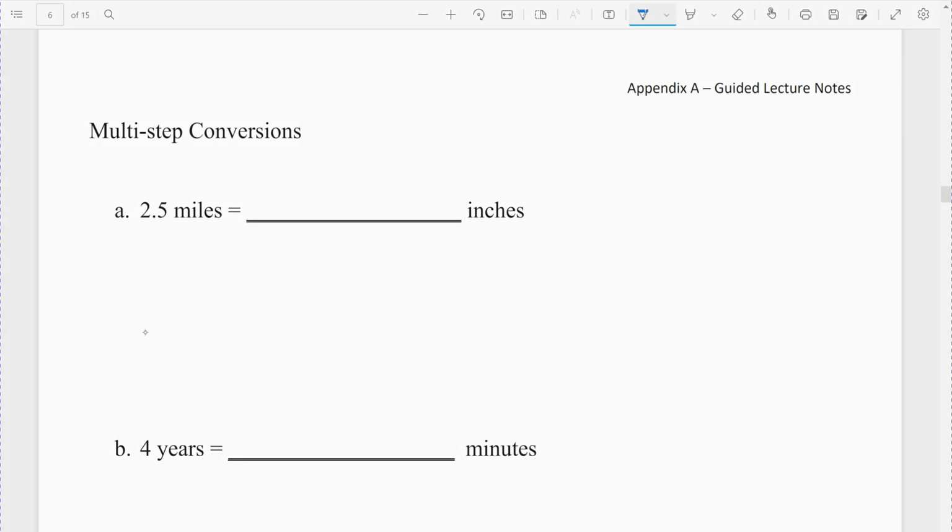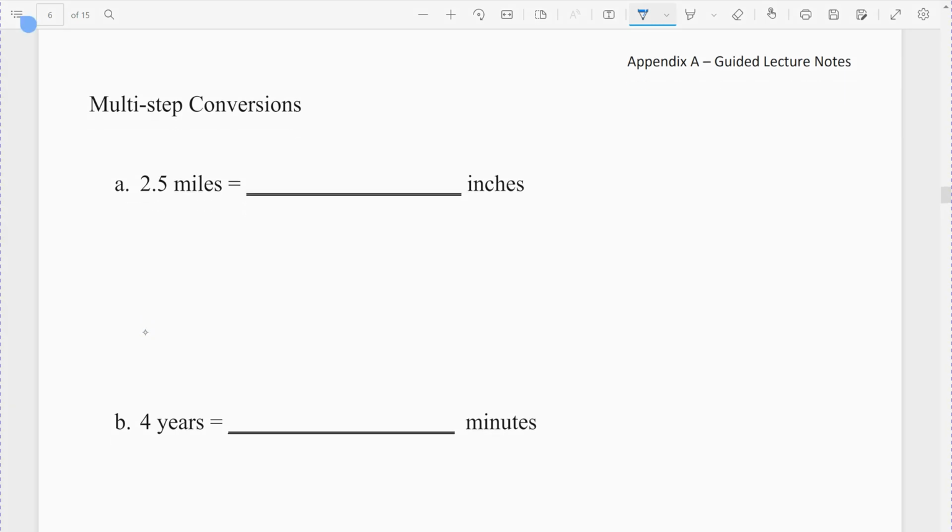Right, now multi-step conversion. What multi-step conversion means is there's not a direct conversion. You have to use two conversions to get to what you want, or more, two or more. We'll do the first example with two, and then we'll do a couple of examples where we actually have to do three steps. And so you have to do more than one multiplication. More than one fraction has to be set up.